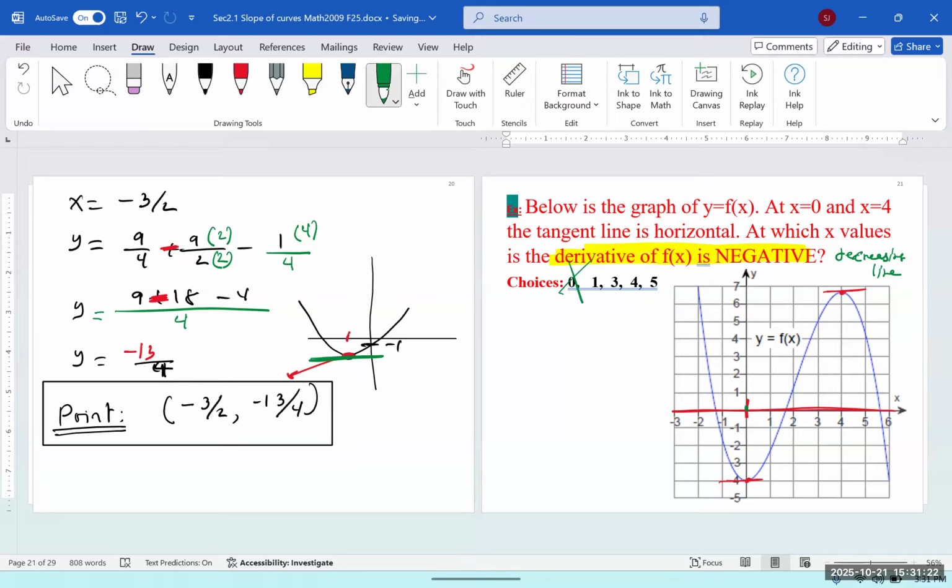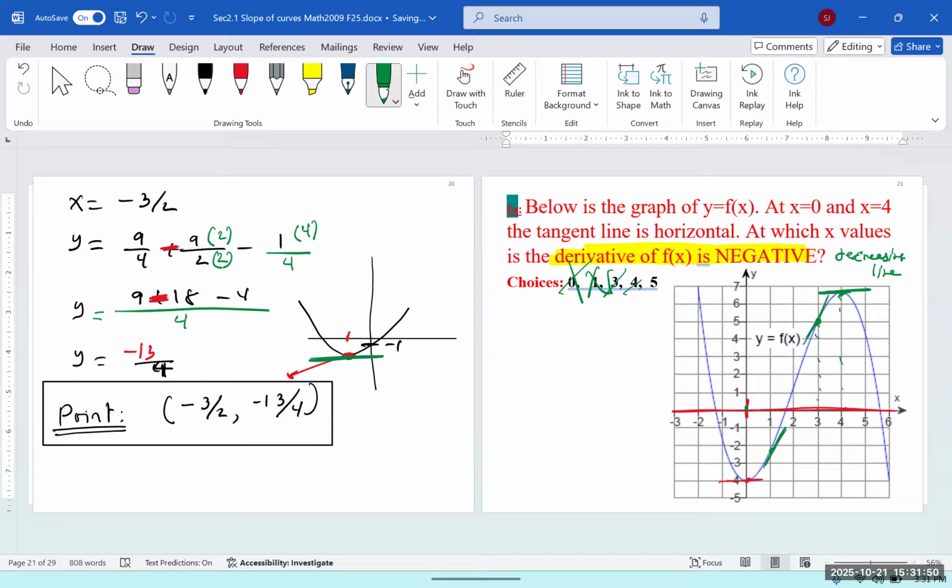At 1, we have a point 1. If you draw a line here, is this a decreasing line? At 3, this is the 3. If you draw a line, this is the line you have to draw. Is this a decreasing line? 4. Is this a decreasing line at 4?